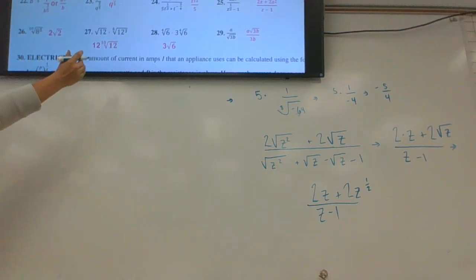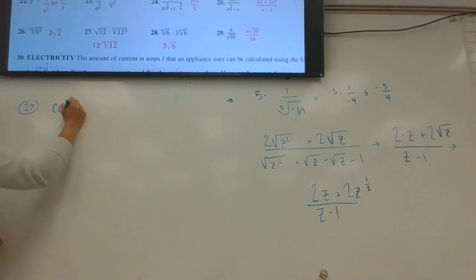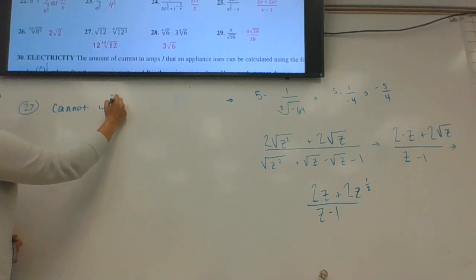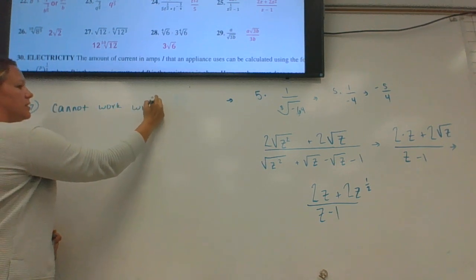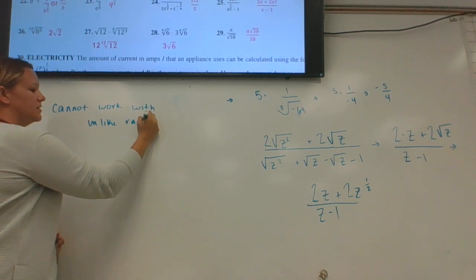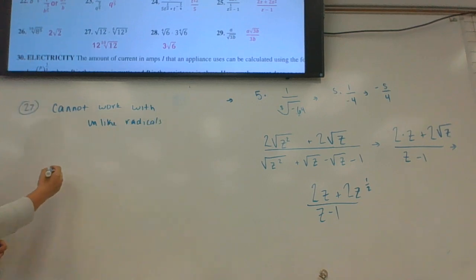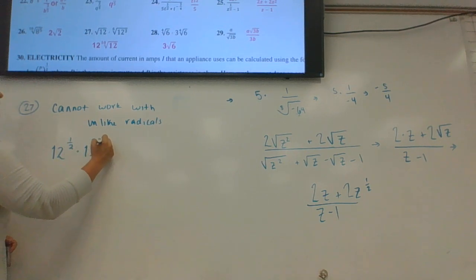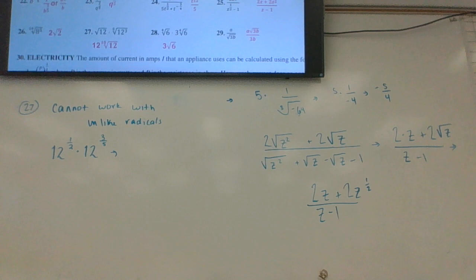These are not like radicals. You cannot work with unlike radicals. So we're going to put them in rational exponent form. And now all of a sudden, you can get a common denominator and simplify this.